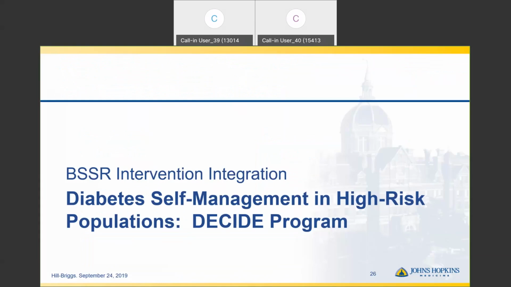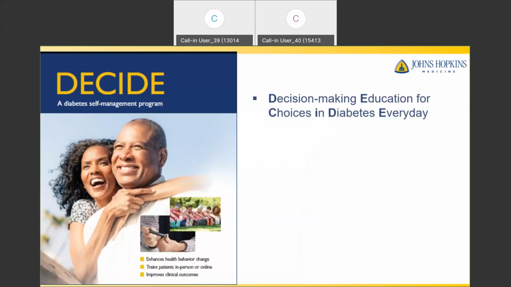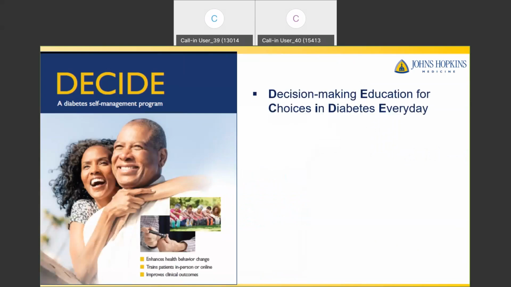I'm going to talk about a second example now. So as we look at the diabetes care quality measures, we are looking at populations of people who already do have diabetes and what can be done to help improve their outcomes. Diabetes, as you all know, is a disease that is heavily reliant upon self-management and regimen behaviors of the person living with diabetes. And DECIDE is a program that's designed and tested for that.